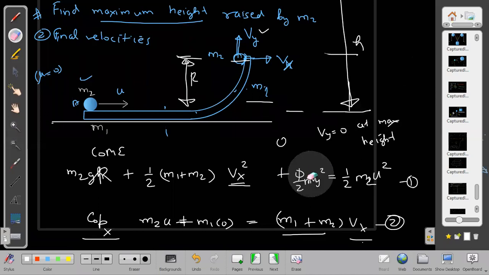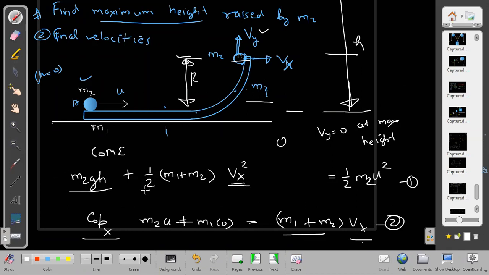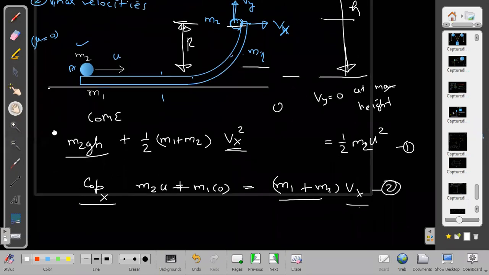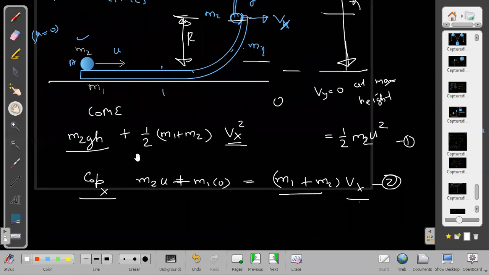Here I am just taking the second term to be 0, Vy 0, and rather than taking m2gr, I am taking just the total m2 into g into h. Then it is so simple to obtain again. Very easy answer, I think, right?